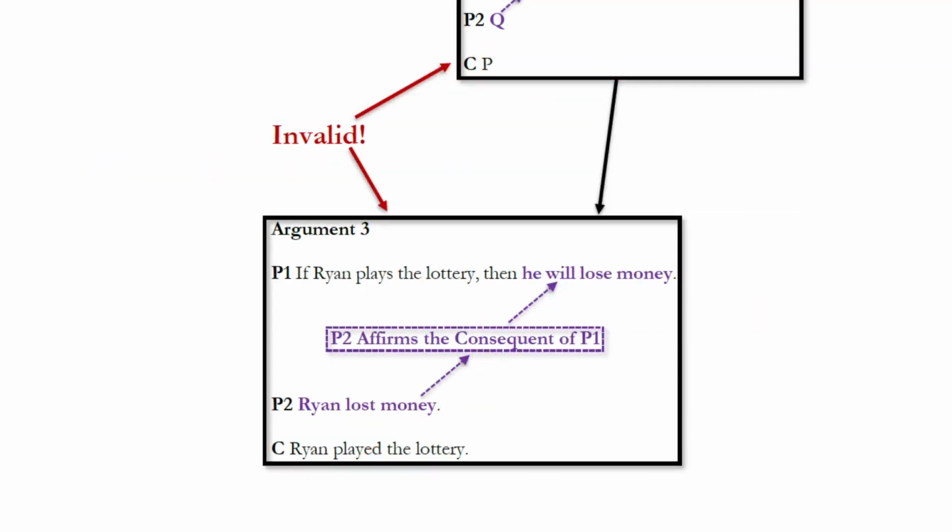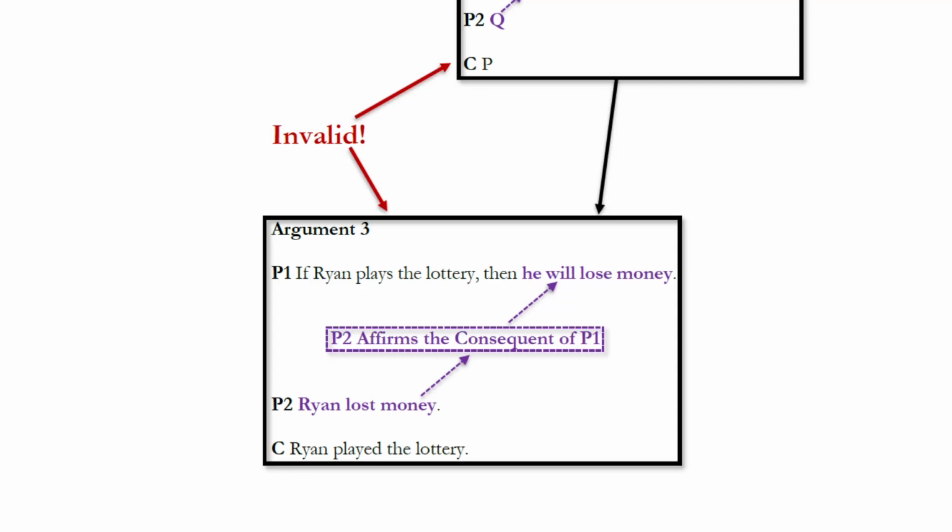Some examples will help to clarify this concept. Again, one of the original 4 arguments with conditionals takes this invalid form. Recall that argument 3 states, if Ryan plays the lottery, then he will lose money. Ryan lost money, therefore Ryan played the lottery. The conditional establishes that Ryan losing money is necessary for Ryan playing the lottery. If we know that Ryan lost no money, then that means we also know that he did not play the lottery. However, that does not mean that Ryan losing money is a sufficient condition for Ryan playing the lottery.